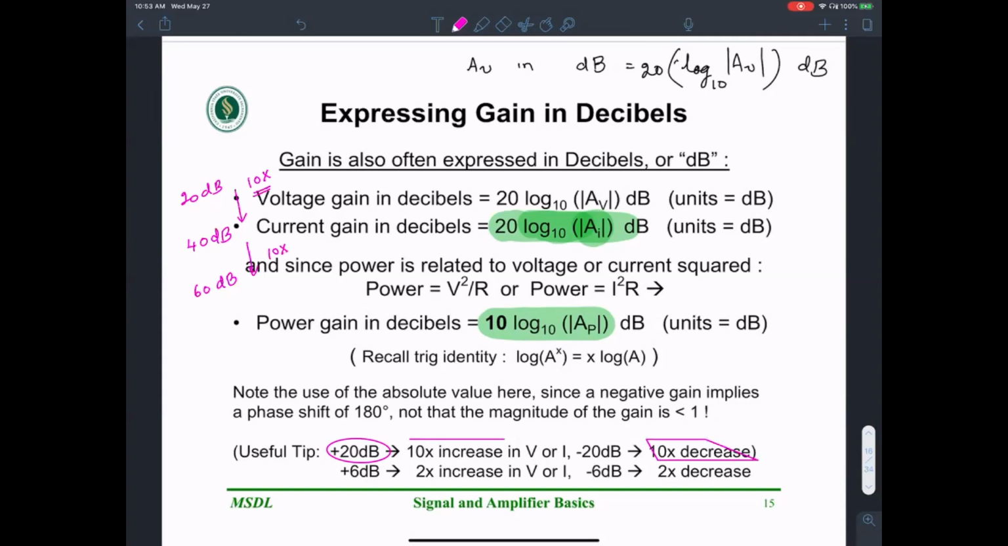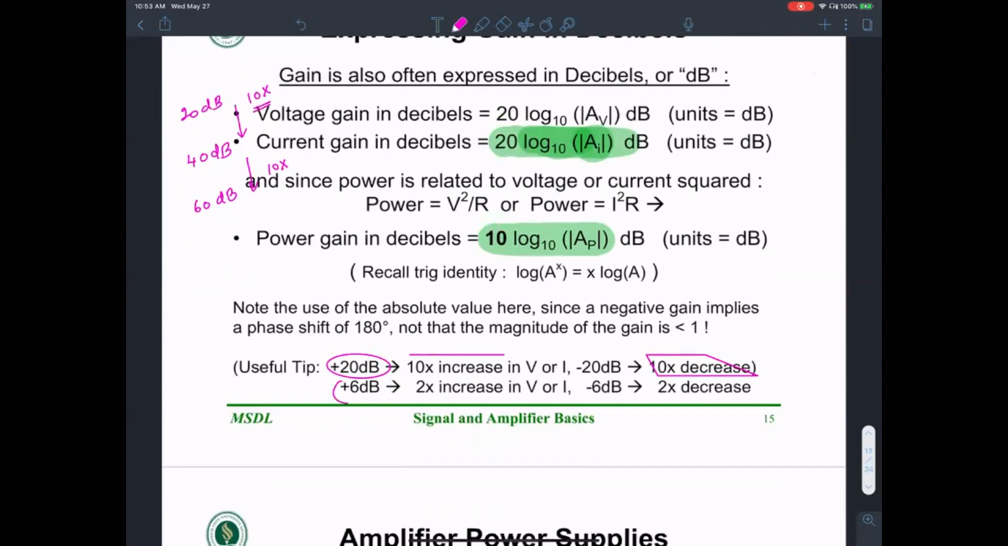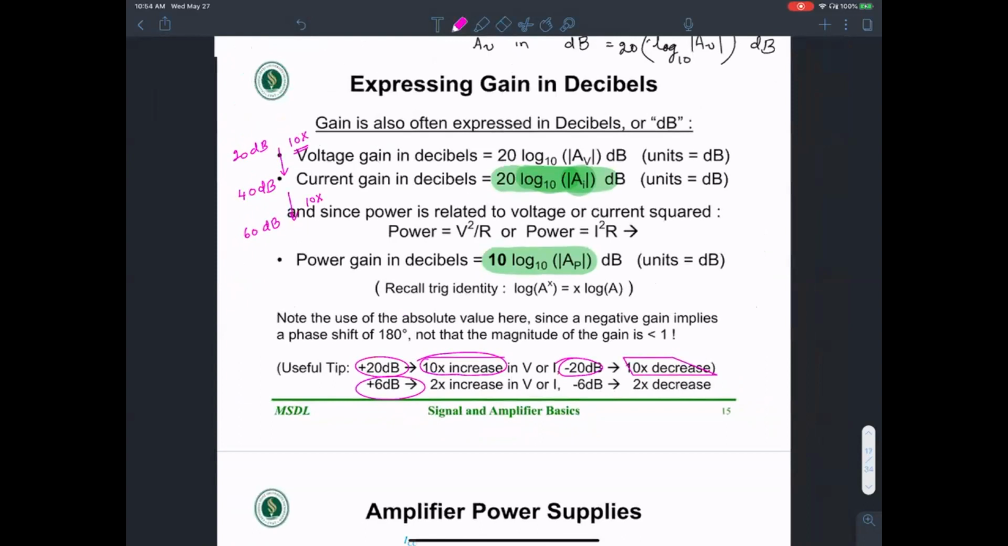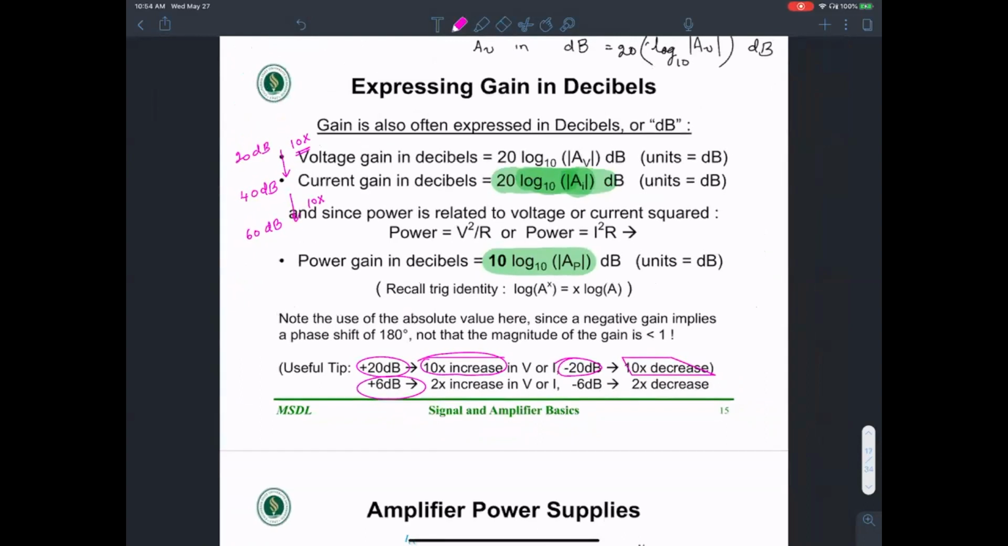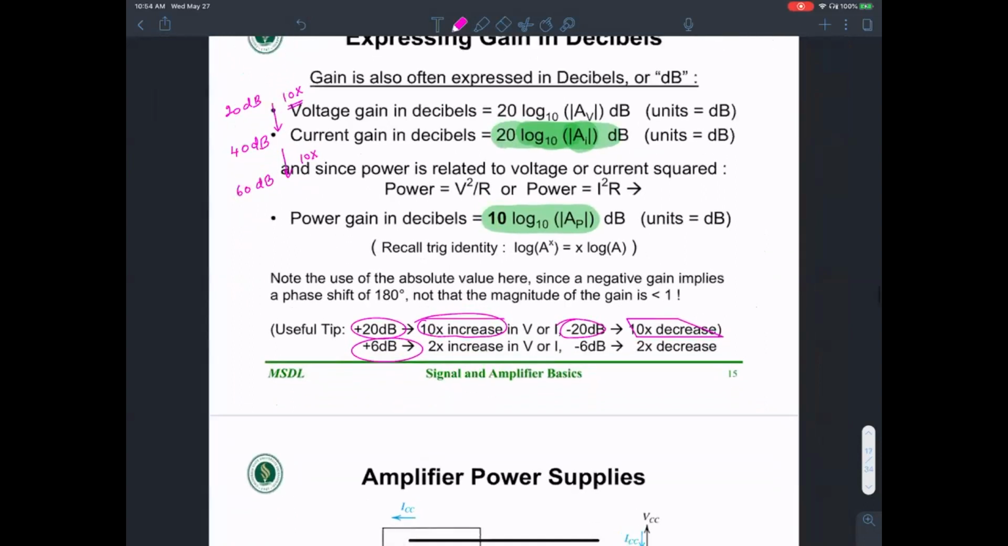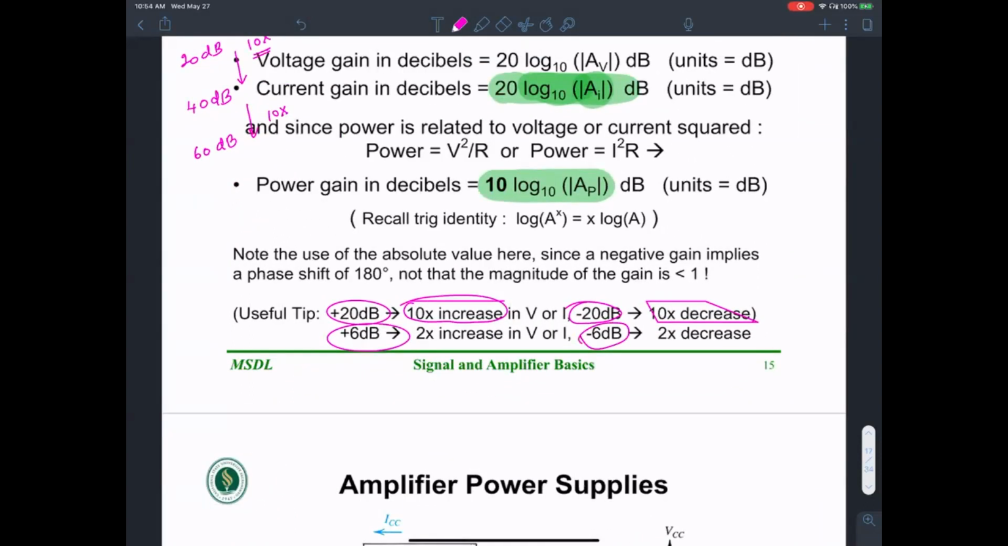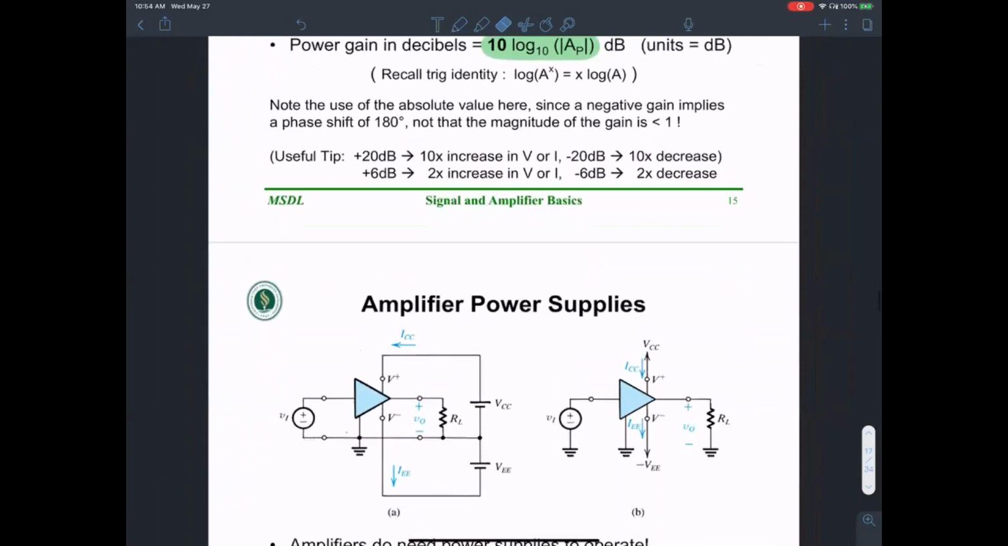That's 20 dB. A 6 dB increase means there's a doubling of the magnitude of gain. If it is negative 20 dB, that implies a decrease. If it's a positive 20 dB, that implies an increase. An addition of 20 dB of gain means the gain has increased tenfold. A reduction of gain by 6 dB means the gain has halved. Those are a few notions that are convenient for us to remember.